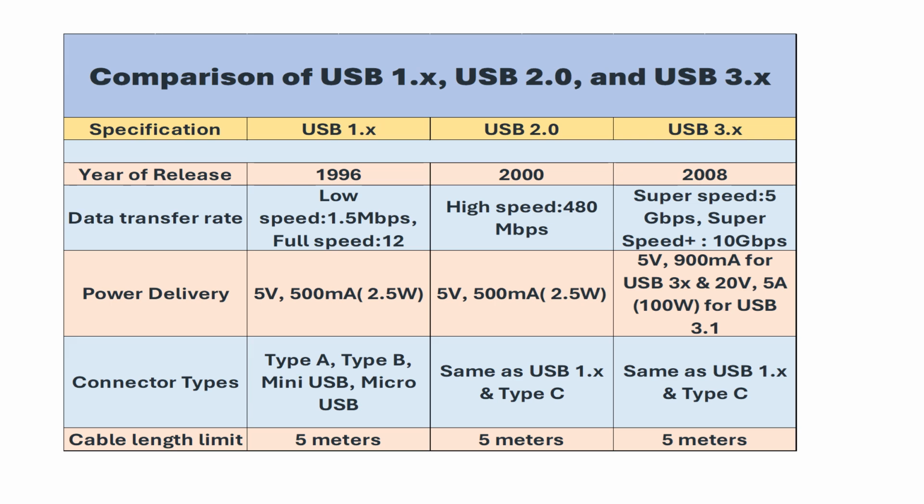The power delivery. In USB 1 it is 5 volt 500 microamps, 2.5 watt. Same in USB 2. In USB 3 it is 5 volt 900 microamps for USB 3 and 20 volt 5 amps, that is 100 watt for USB 3.1. Connector types. Under USB 1 you have Type A, Type B, mini USB and micro USB. In USB 2 same as USB 1 and also Type C, and USB 3 same as USB 2. Cable length limit for USB 1, USB 2, USB 3 is 5 meters.